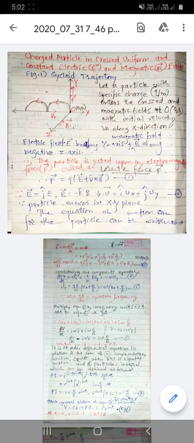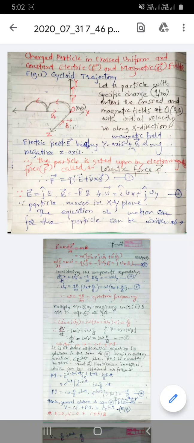Hello students, today we are meeting for one new article: charged particle in crossed uniform and constant electric field E bar and magnetic field B bar. We have already completed two articles in reference to this. One was motion of charged particle in uniform constant electric field, and the second one was motion of charged particle in constant magnetic field.